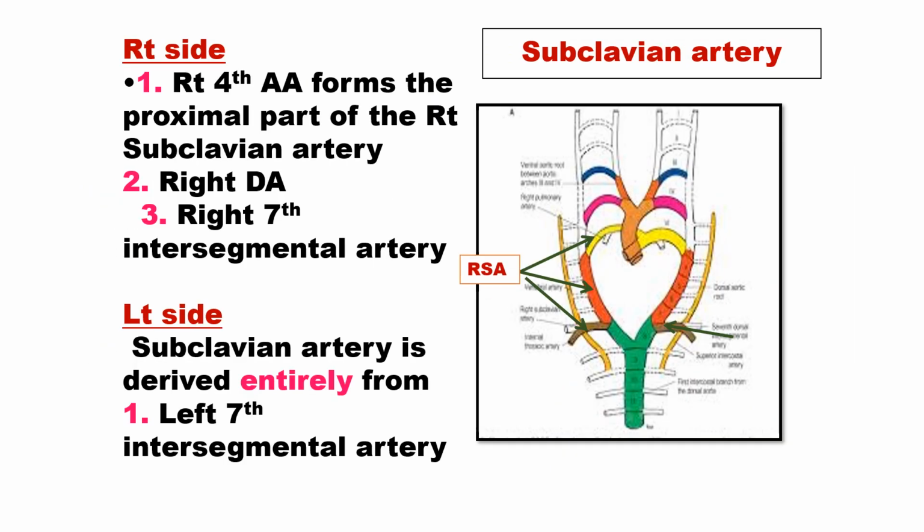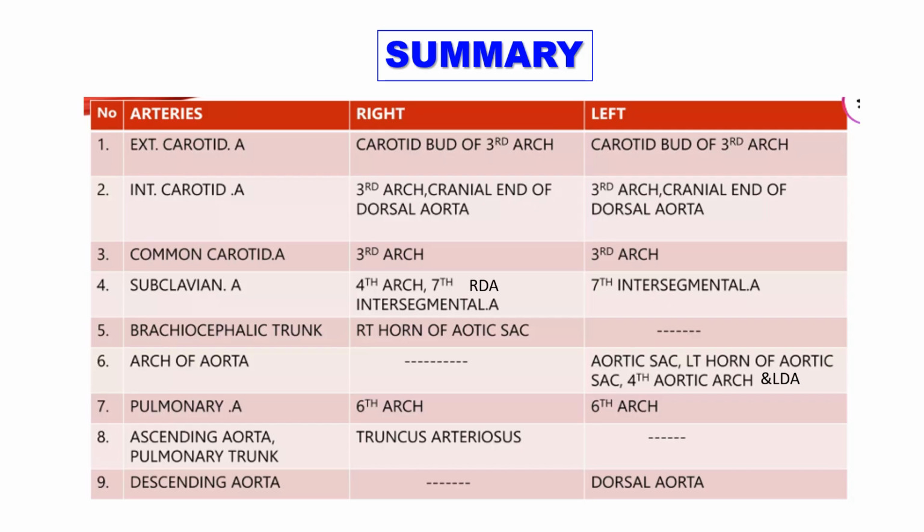Subclavian artery on the right side is derived from three sources. The proximal part is from the right fourth aortic arch artery. The intermediate part, right dorsal aorta. The distal part finally continues as right seventh intersegmental artery. On the left side, subclavian artery is totally derived from left seventh intersegmental arteries. These intersegmental arteries are the branches of the dorsal aorta.